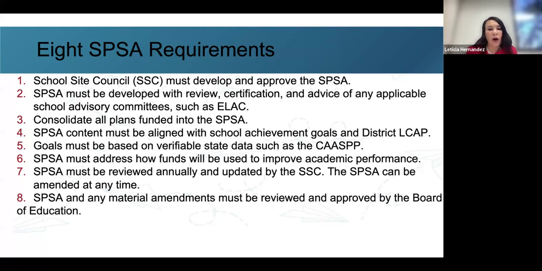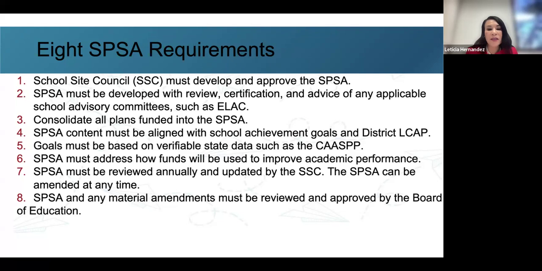So as you see, there are different components to the SPSA. You consolidate all your plans funded into the SPSA. So any type of funding that you receive, whether it's federal, whether it is state, needs to be consolidated into the SPSA. The SPSA content must be aligned with school achievement goals and district LCAP. This is not in isolation. This work and this plan is not in isolation. It should be aligned with the district LCAP and, of course, with the school achievement goals.